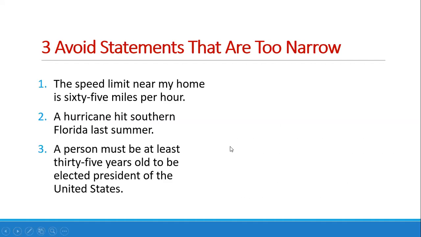Now, avoid statements that are too narrow. When we say avoid statements that are too narrow, it means that your thesis statement is such that you just write a sentence and it finishes. It gives the whole idea, and it is so based on fact that you cannot write anything else. For example, "the speed limit near my home is 65 miles per hour." "A hurricane hit southern Florida last summer."